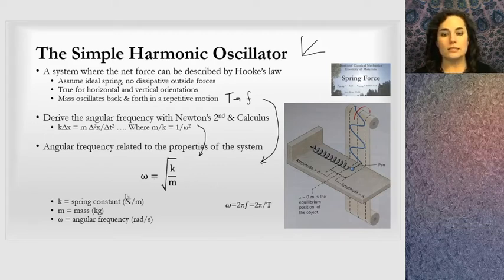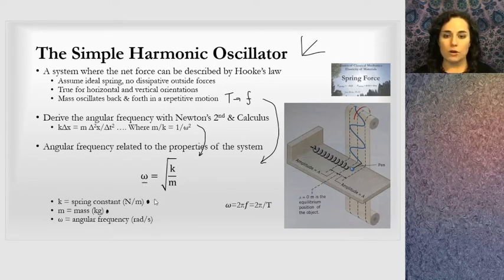It should make sense that it depends on the spring constant. If that spring is stiff or if it's a stretchy spring, that will determine how fast it moves back and forth. The other thing it depends on is the mass. If it's a larger mass, it will just move slower. It's just the nature of it, and that is probably intuitive for you.